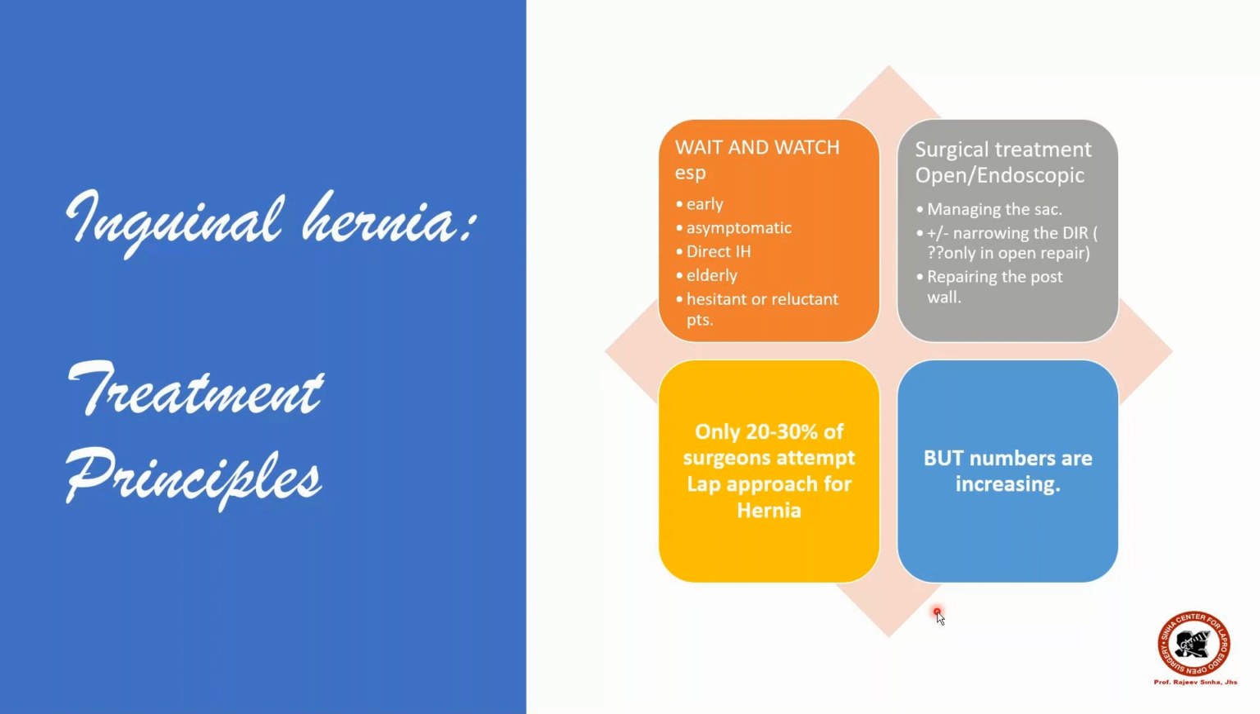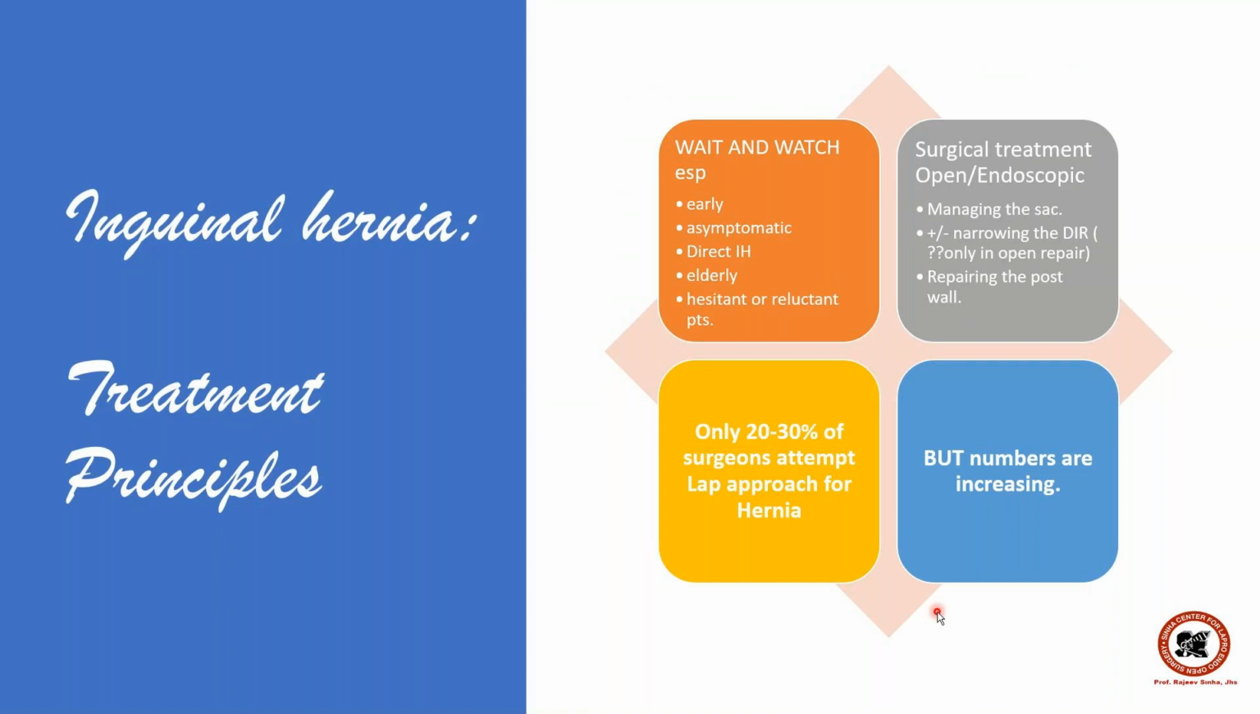But there's a very small group of patients where a wait and watch policy could be tried out. Number one, very early in the development of a hernia, asymptomatic hernia patients, and direct hernia patients, because complication of a direct hernia is highly uncommon.